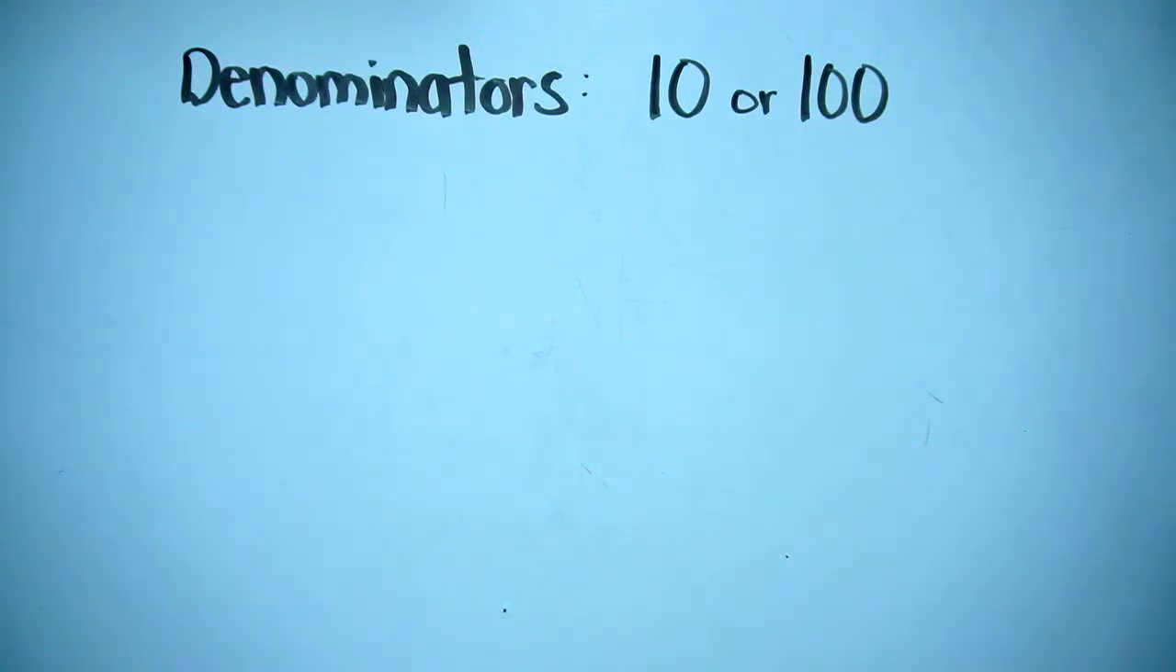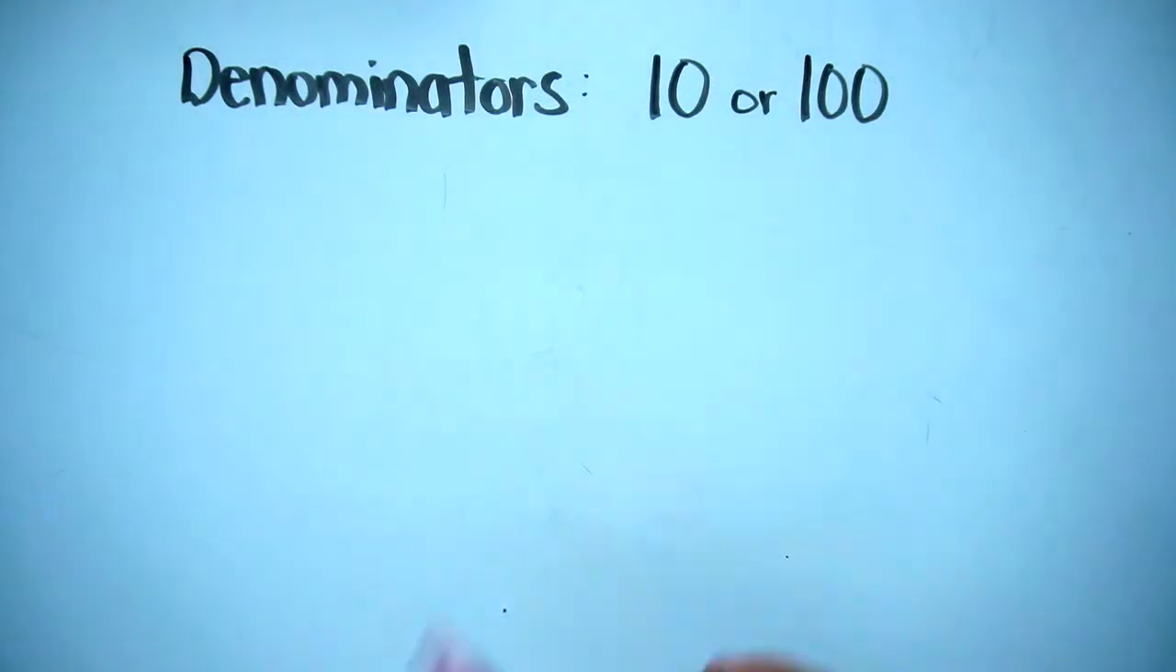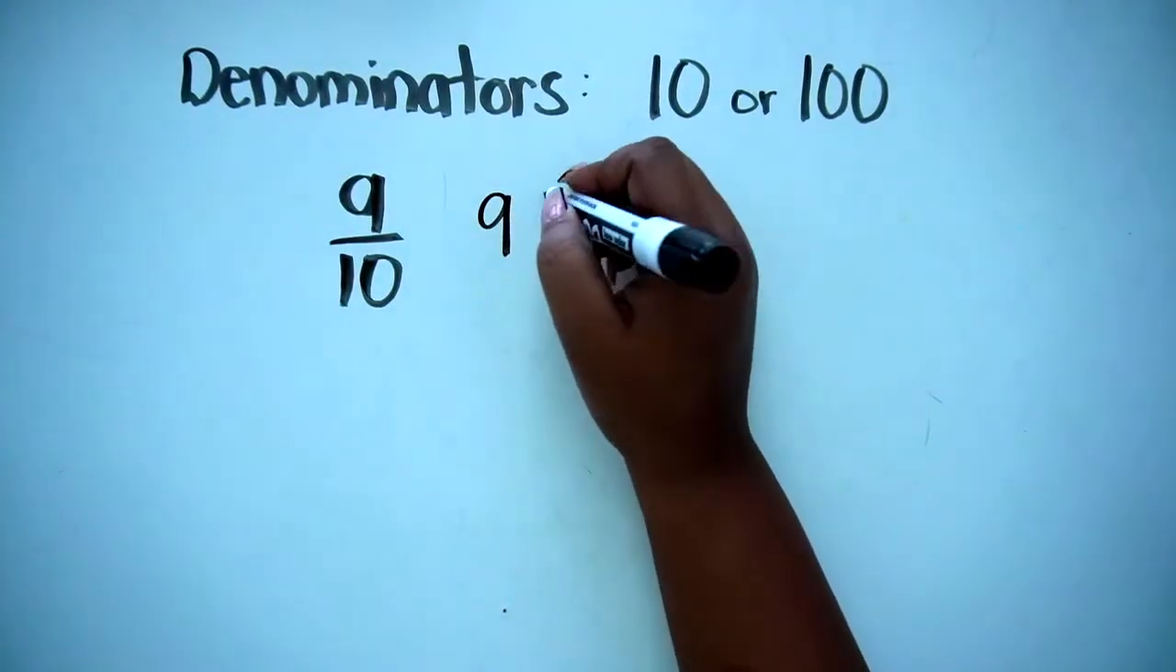In grade 4, students only convert fractions with denominators of 10 or 100 to decimals, so in this video, I'll stick with those as examples. Let's look at examples of tenths first. 9 tenths. I know this represents 9 tenths.